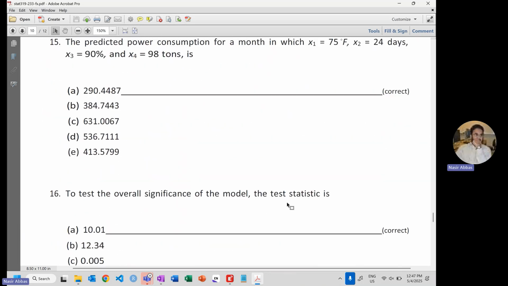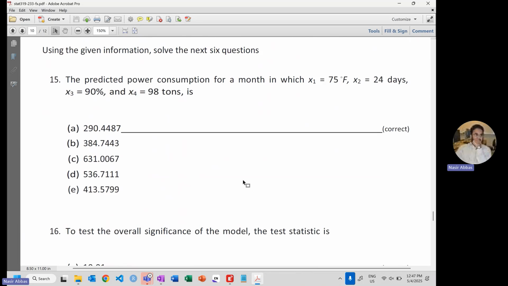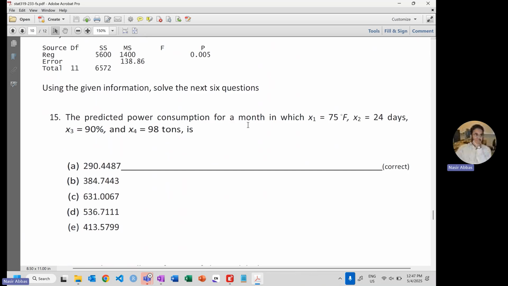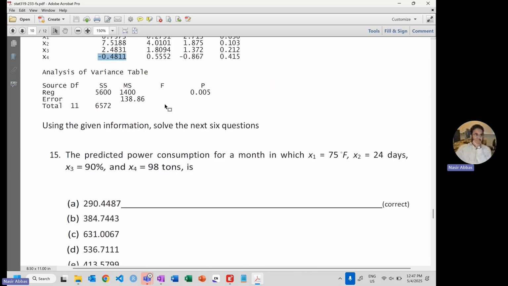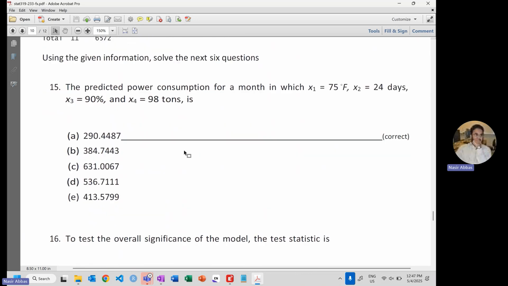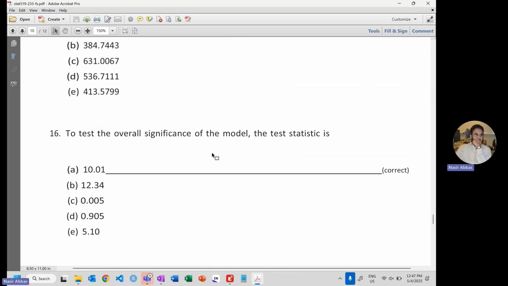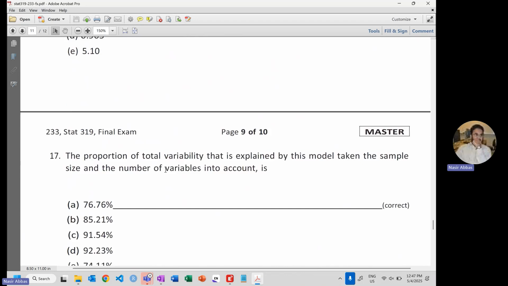To test the overall significance, what is the value of the statistic? How do you test the significance of the full model? Which test do you use for that one? Do you use the full F test, or the partial F test, or a T test? Full F test. So we already found the value of this test statistic F, MSR over MSE. Just give that answer in question 16. The required thing in question 16 is the value of F for the full F test. Should be 10.01.